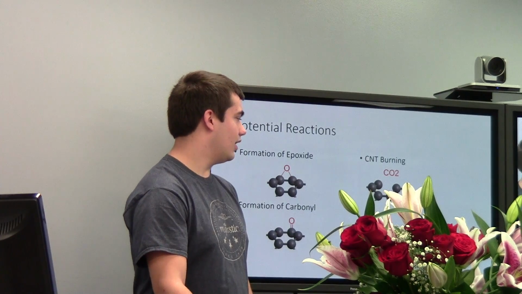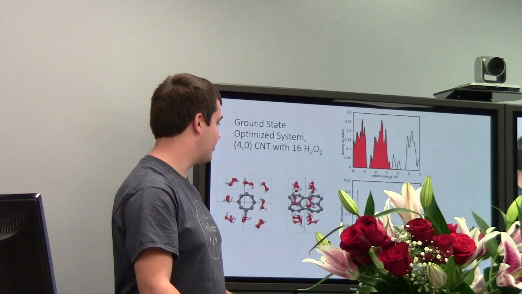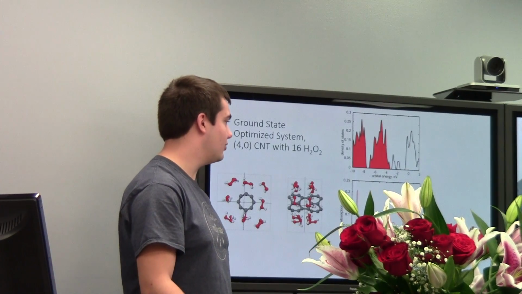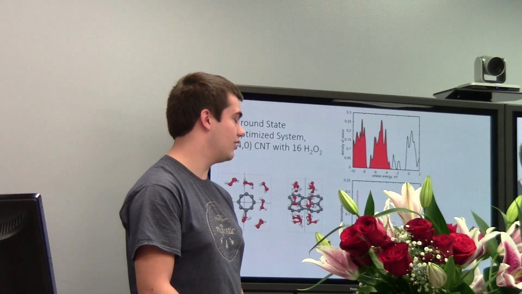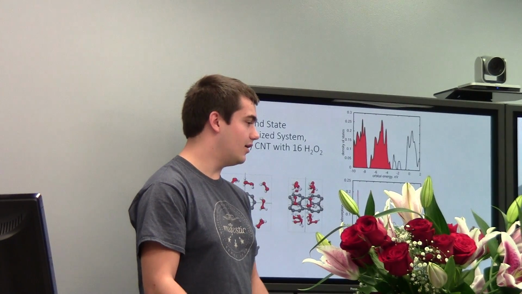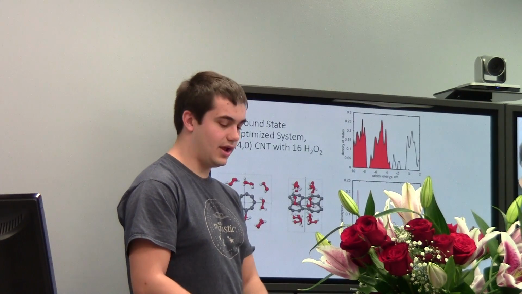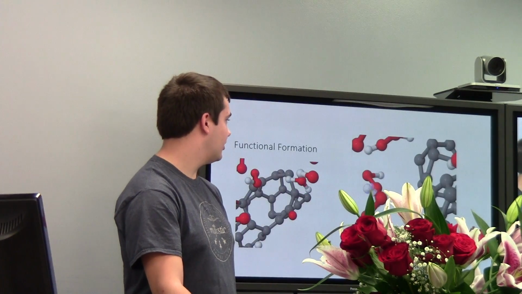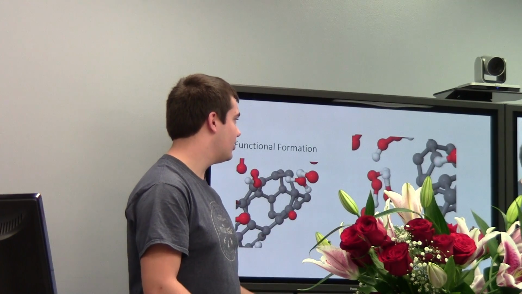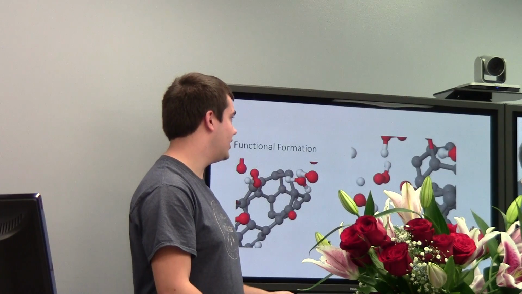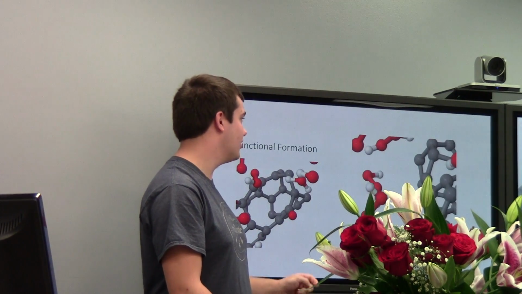So we looked at this unit cell here, which is 2 units of the carbon nanotube long, and it has 16 hydrogen peroxides around it. And we ran a dynamic simulation for that. And one interesting part here, you can see the reaction between the hydrogen peroxide, one of the pathways here.